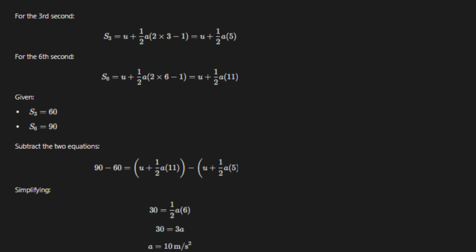While simplifying, it becomes 30 equal to 6a by 2, which is 30 equal to 3a. Solving, the acceleration is equal to 30 by 3, which is 10 meters per second squared.